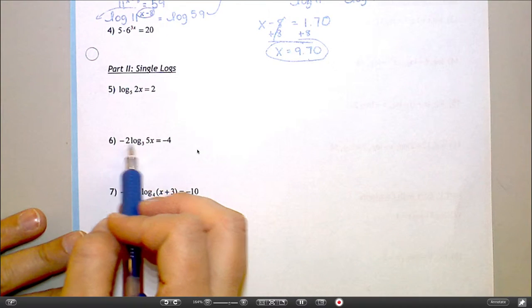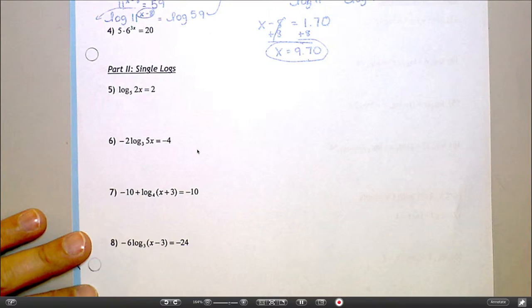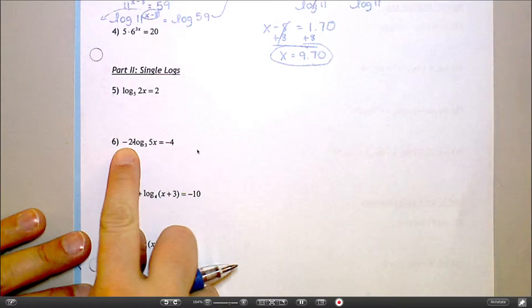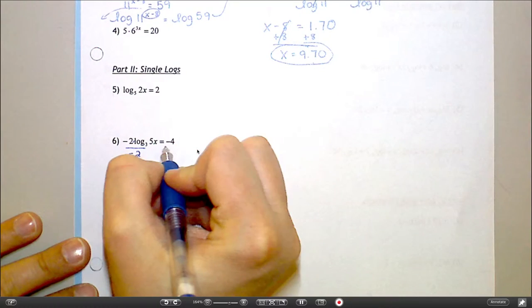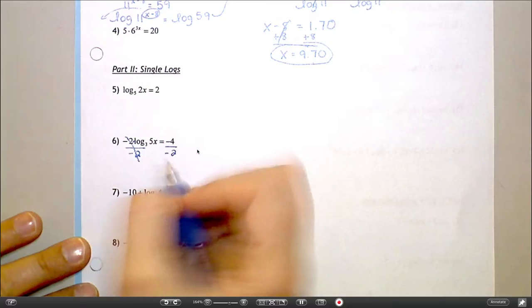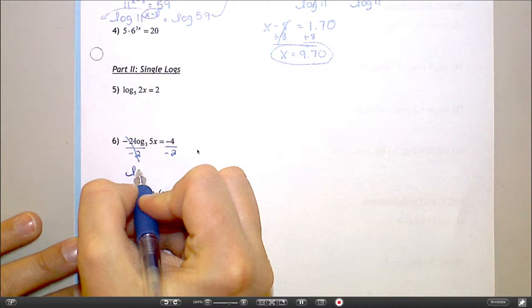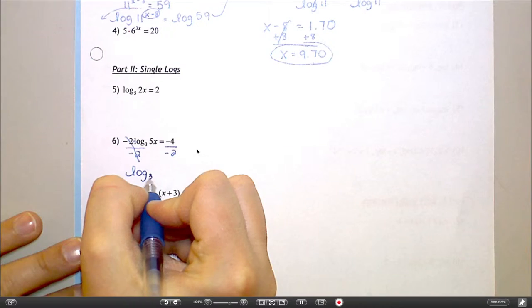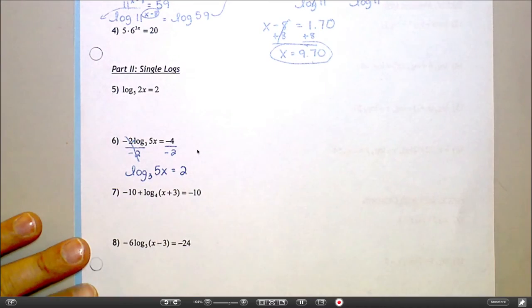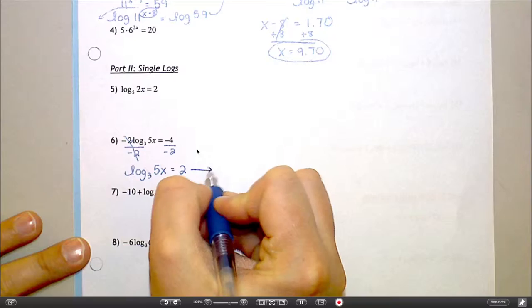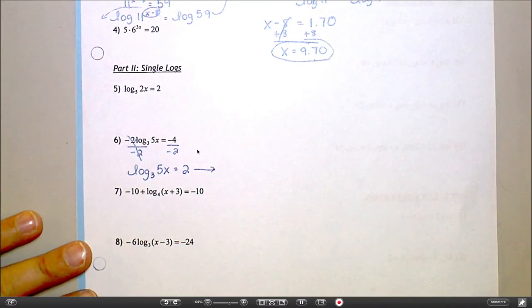How is this negative 2 attached to the log? This is multiplied, right? So how do I get rid of that? Divide, yep. So I'm going to divide by negative 2, divide by negative 2, and now I'm going to have log base 3 of 5x equals positive 2. Now let's take that and rewrite it as an exponent.